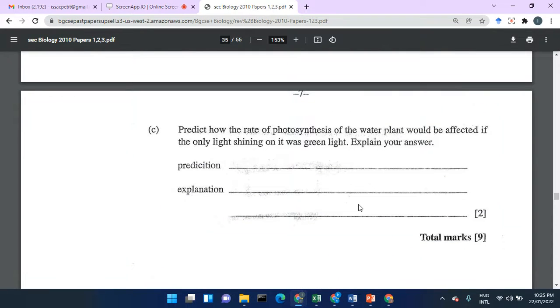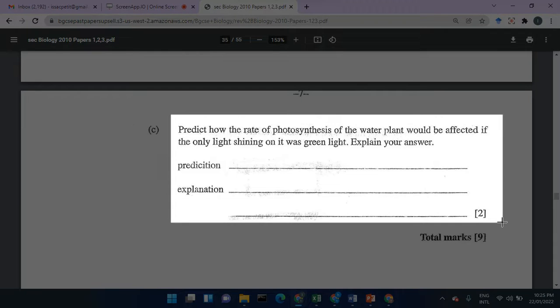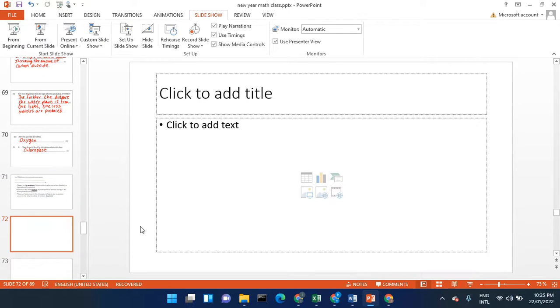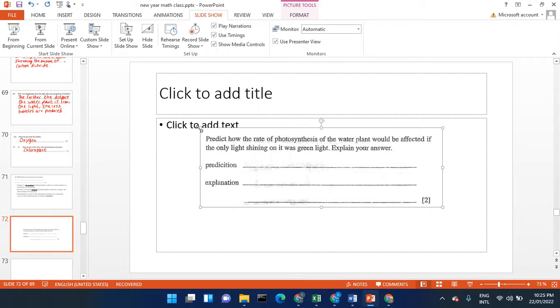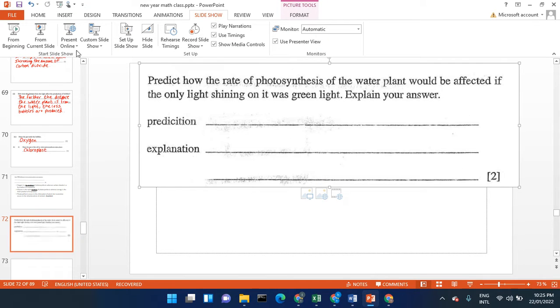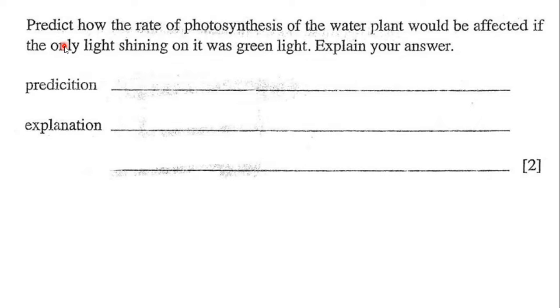This last question states the following. Let's get this question and put it on another slide. It says, predict. So we have to predict how the rate of photosynthesis of the water plant would be affected if the only light shining on it was a green light. They also want us to explain our answer. So they want us to state the prediction, and then the next line they want us to provide an answer.